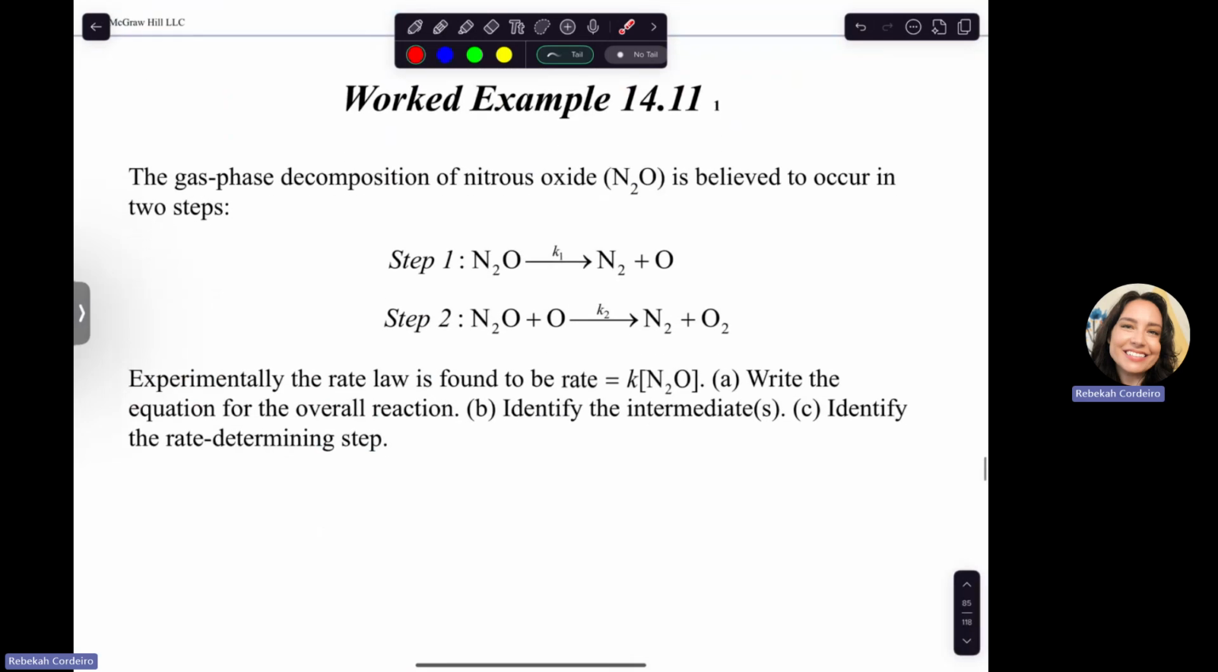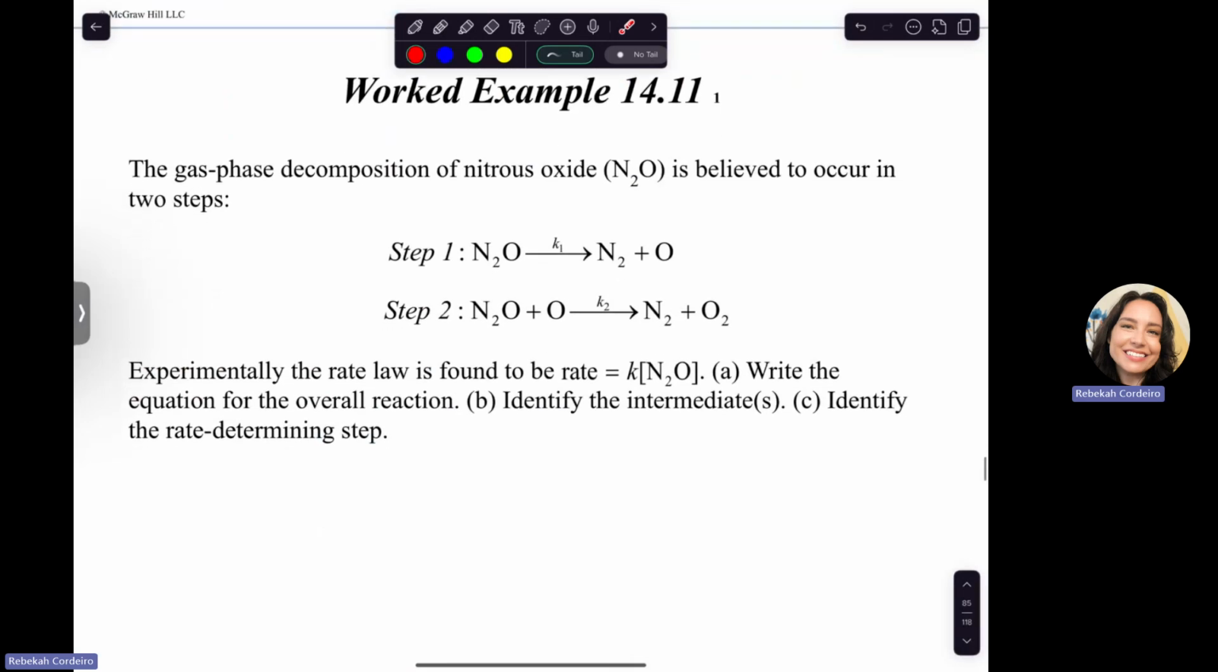So why don't we try answering a couple questions. So first, here is the mechanism. The rate law is found to be K into O. Write the equation for the overall reaction, tell me what the intermediate is, and identify the rate determining step.